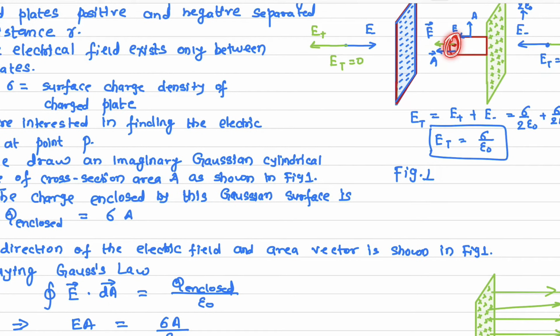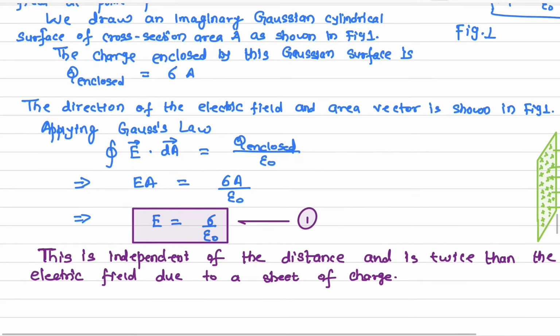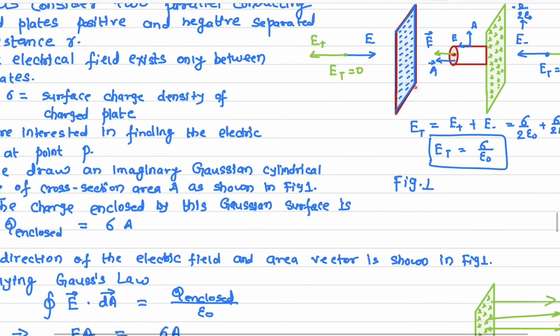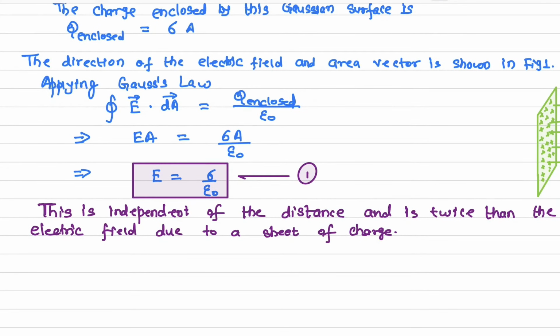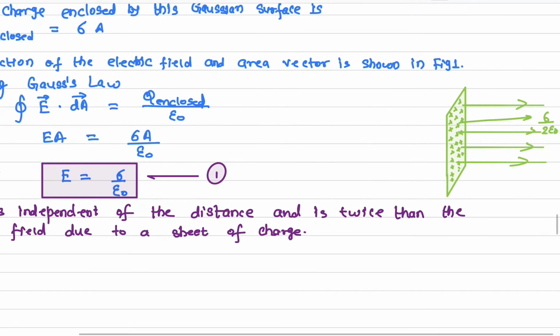So the only flux that is coming out is from this region. How do you find out the total flux? The E vector times the area vector, and it is constant over all the region. So we have E times A, and the charge enclosed by the Gaussian surface is sigma times A, divided by epsilon naught, the permittivity of the medium. If we just solve for the electric field, what you get is sigma over epsilon naught, which is expected because it should be double the electric field due to one charge plate.